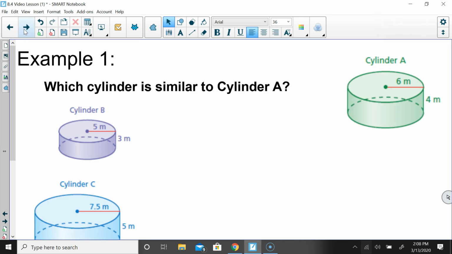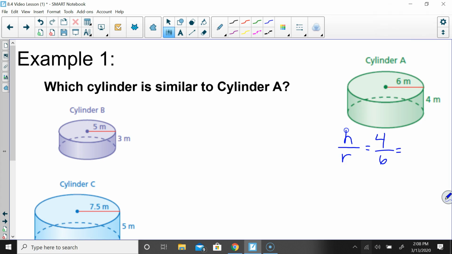First, which cylinder is similar to cylinder A? So we have cylinder A over here, and we need to figure out if B or C are similar to it. We are going to do this by setting up ratios. If you set up a ratio for cylinder A, you can take any dimension, so let's take the height, and put it over the radius. The height of the cylinder is 4 and the radius is 6. If we were to simplify that, we would get 2 over 3. So the ratio for cylinder A for height over radius is 2 to 3.